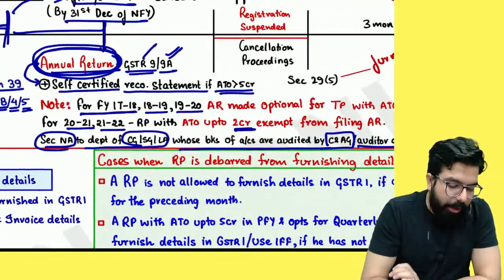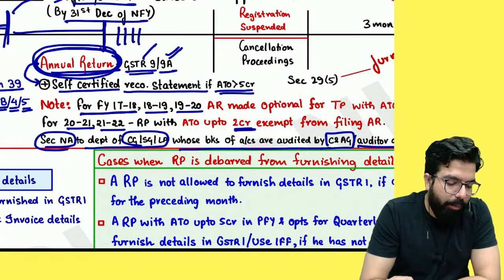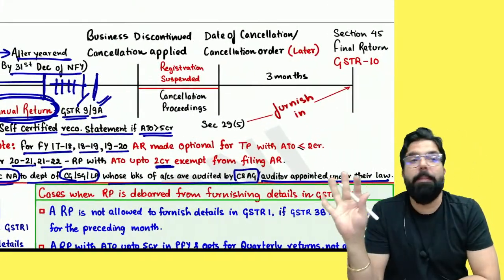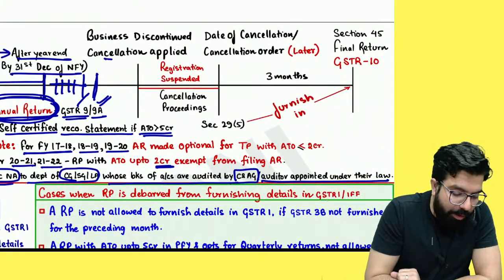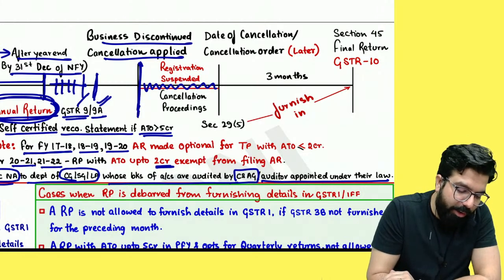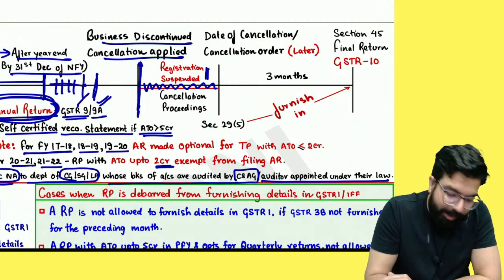Now, sir, again I'll start monthly return. Then what will happen? The year will get over. Then I'll file what? Annual return. Now, I thought, okay, let me close down my business only. Business discontinued and I applied for cancellation. Sir, cancellation proceedings are going on. During this period, your registration will be suspended.